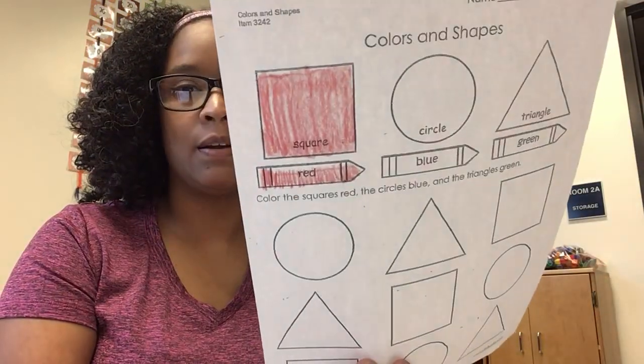Nice and easy, lemon squeezy. Okay, and actually you can go ahead and color your red crayon that's underneath your red square too. Red, red square, red apple, red.